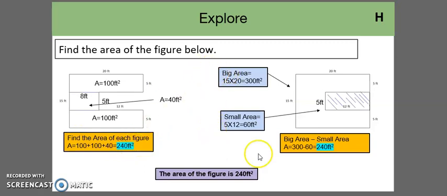For this next method of finding the area, what we can do is close this area, find the area of the big figure, which would be 20 times 15, giving us 300 feet squared for the whole area. And we're going to take the area of the small area that's shaded in, and we're going to subtract it. So here we have 5 times 12, which is 60. And we can take 300 minus 60, giving us 240 feet squared. So the area of the figure is 240 feet squared, and you'll notice we got the same answer using either method. Now we're going to move on to our summarization.